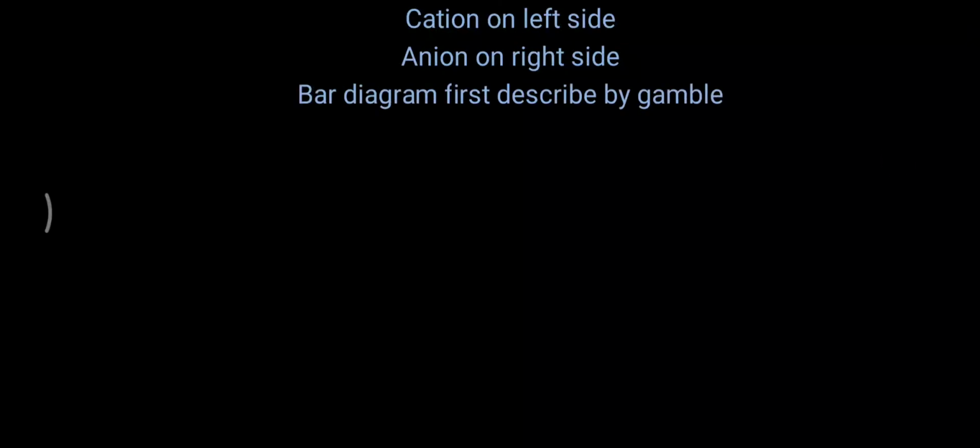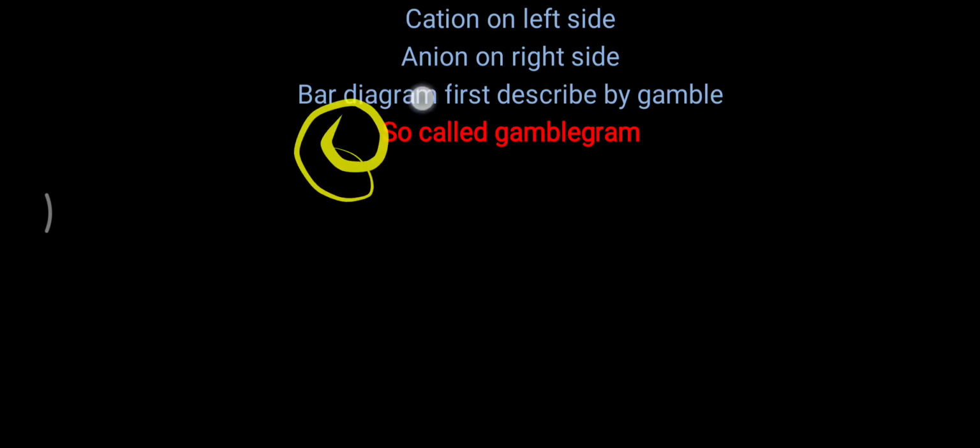Gamblegram means the cations are written on the left side and the anions are written on the right side, and this bar diagram was first described by Gamble, so it is called a Gamblegram. Still, if the query is what is Gamblegram, you already know the anion gap, but the anion gap is represented by this bar diagram, and that was first represented by Gamble, so it is called a Gamblegram.